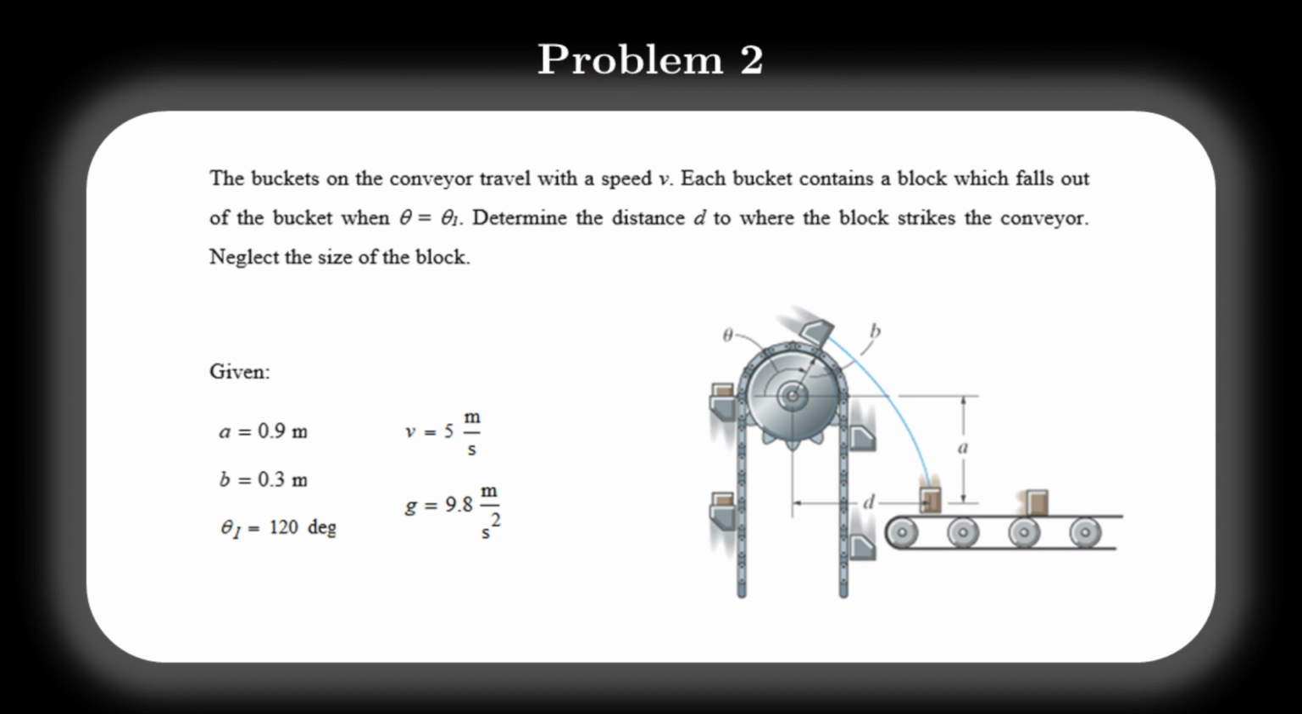Now let's take a look at the second problem. It states, the buckets on the conveyor belt travel with a speed v. Each bucket contains a block which falls out of the bucket when theta equals theta 1. Determine the distance d to where the block strikes the conveyor, and neglect the size of the block.